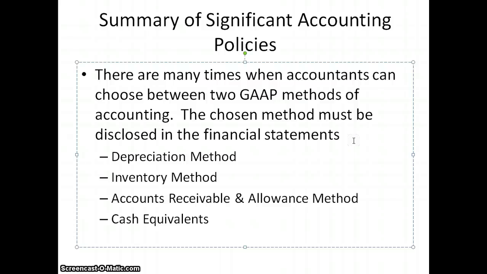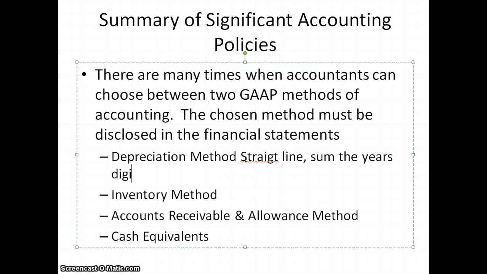But what happens is if someone is wanting to compare two companies or have a better understanding of what's happening in the financial statements, they want to know which of these methods they're using. So if we think about depreciation, you know that you can use straight line. You can use sum of the year's digits. You can use all kinds of different things that are fine choices and are both GAAP methods.